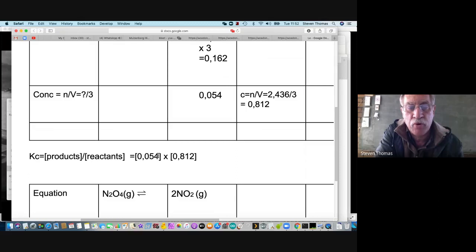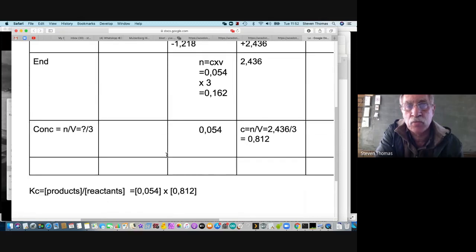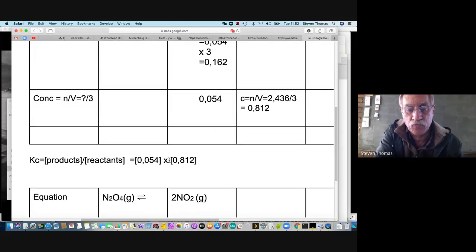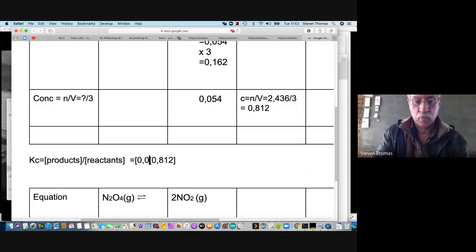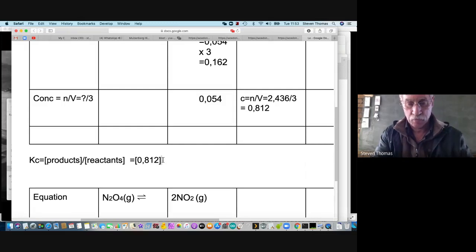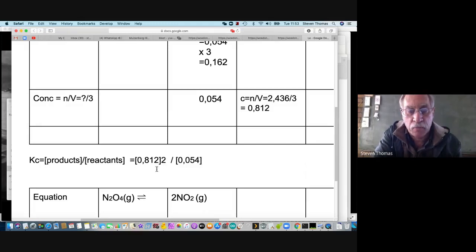So we've got to put our product first. Well done. That's squared, divided by our reactant, which was raised to the power of 1.